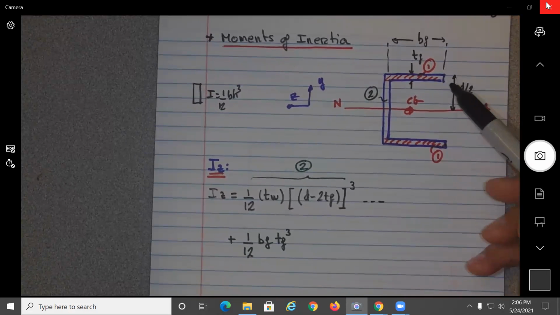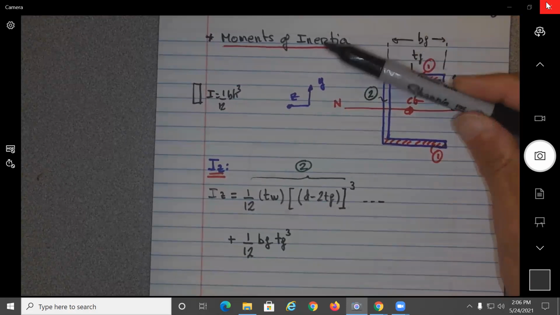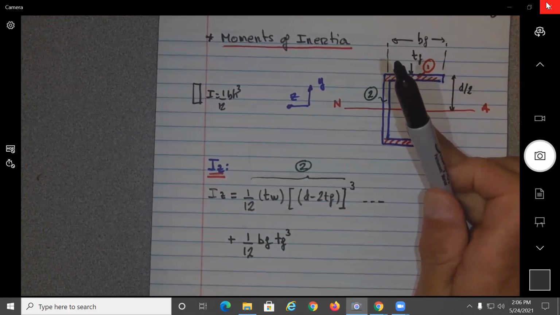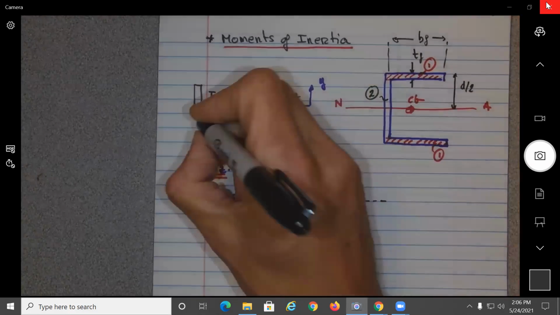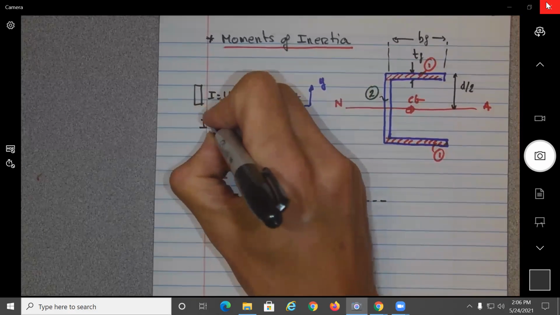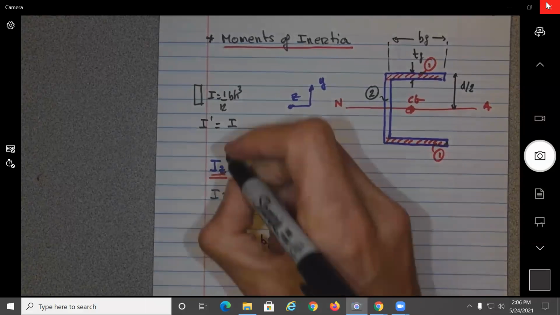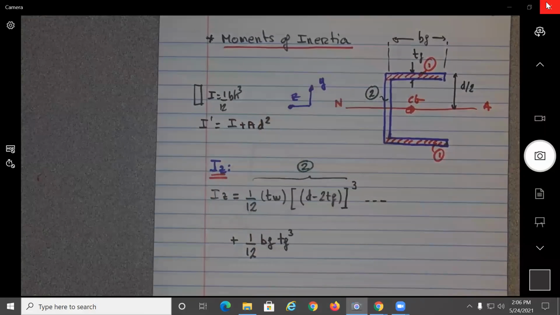We need to use the parallel axis theorem to do what? To move this moment of inertia, which is calculated about here, to the same location over here, no? So how do you do that? What is the parallel axis theorem? I prime equals I about the axis, so the original one, plus A d squared. This is the parallel axis theorem.